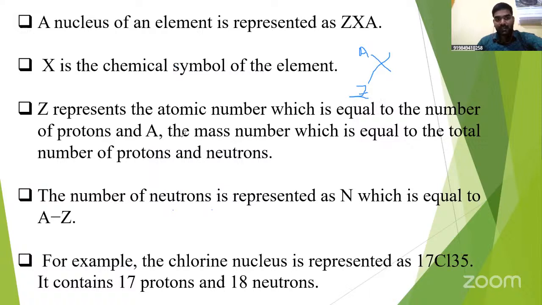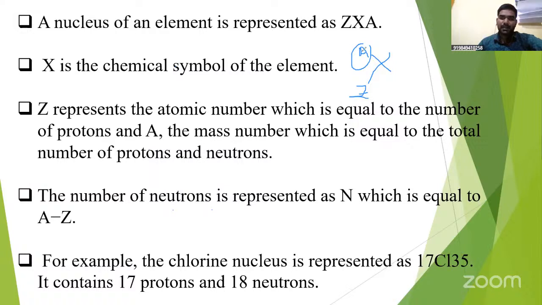And A is the mass number, which is equal to the total number of protons and neutrons. The number of neutrons is represented as capital N, which is equal to A minus Z.